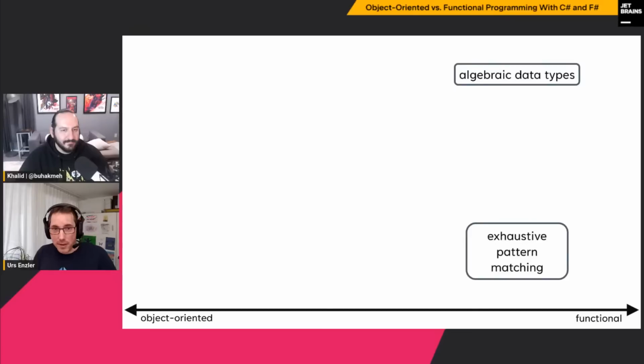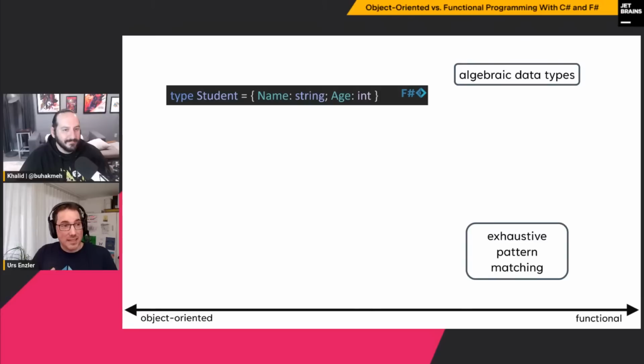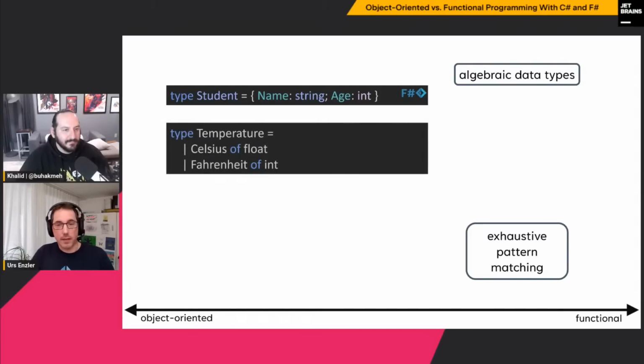Then there are algebraic data types, a difficult name for actually something quite easy. First, there are AND types. A student record, for example. Because it has a name and an age, it's an AND type. It has both, always both. The other side, like the temperature example I used, it's either Celsius or Fahrenheit, so it's an OR type. Because we have AND and OR types, they are called algebraic data types. I don't know if this is historically absolutely correct, but it works for today.